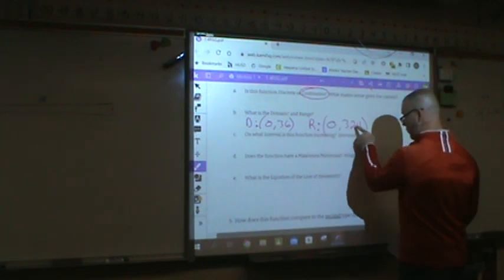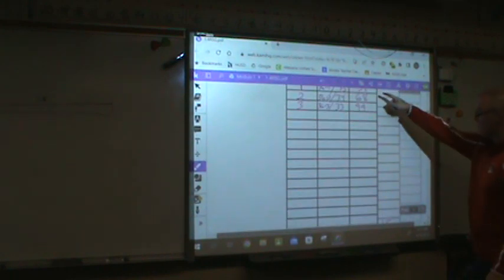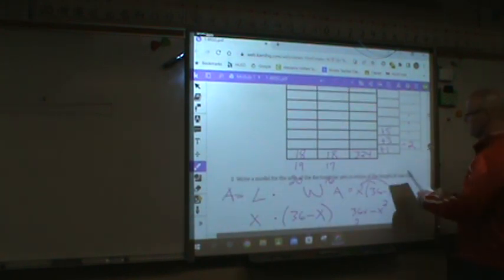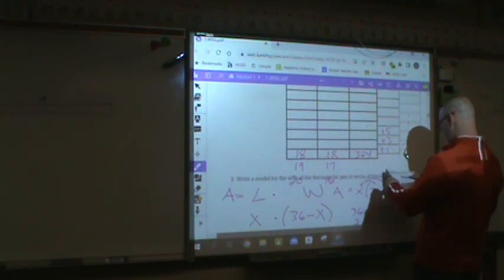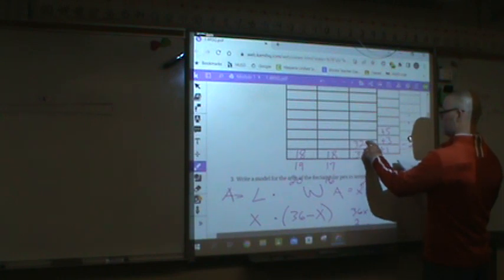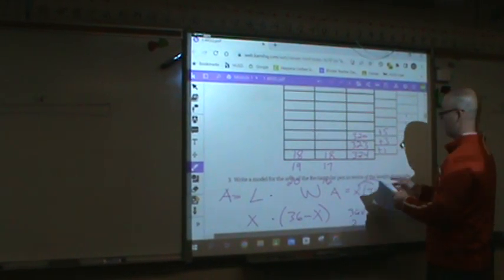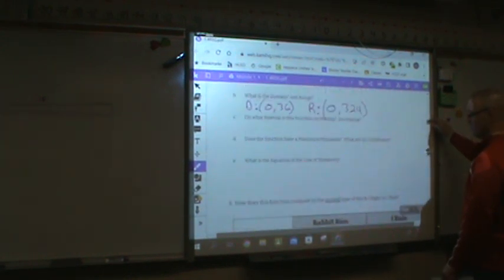Right? Because 324 was the maximum number. If you go back and look at your table, look at what's happening. It's increasing, increasing, increasing, and you get to 18. The prior one I think was 323, if I remember right. Yeah, so 323, before that it was 320. So it gets closer and closer, but it maxes out at 324.